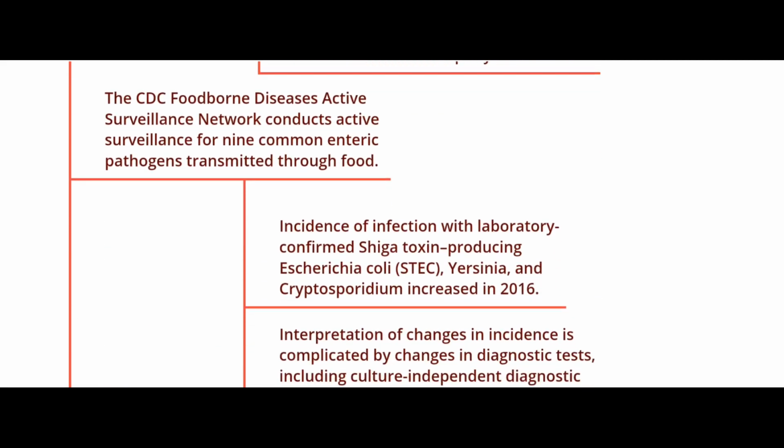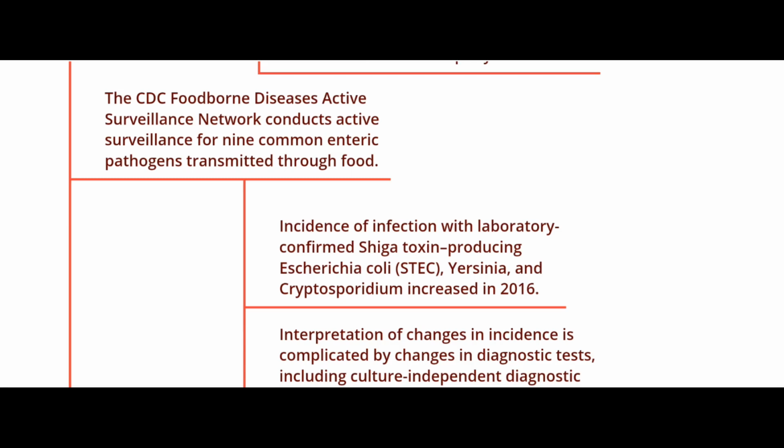The Center of Disease Control surveys foodborne disease and conducts active surveillance for 9 common enteric pathogens transmitted through food. And this gathering of statistical data helps them understand how to better investigate and better have prophylaxis.